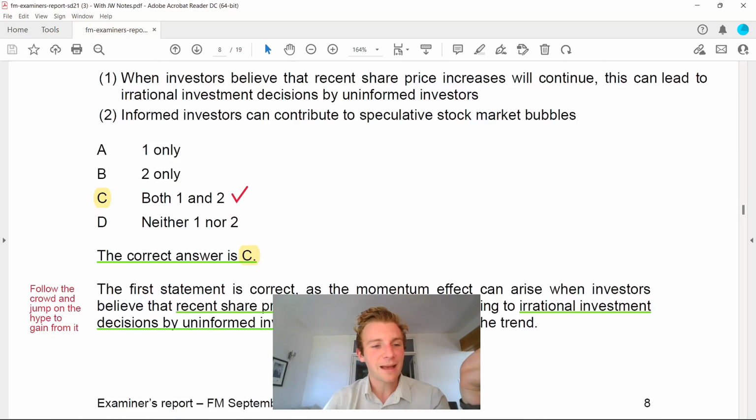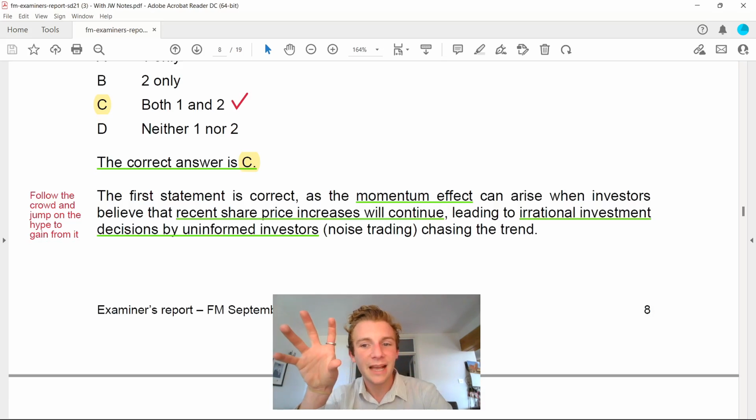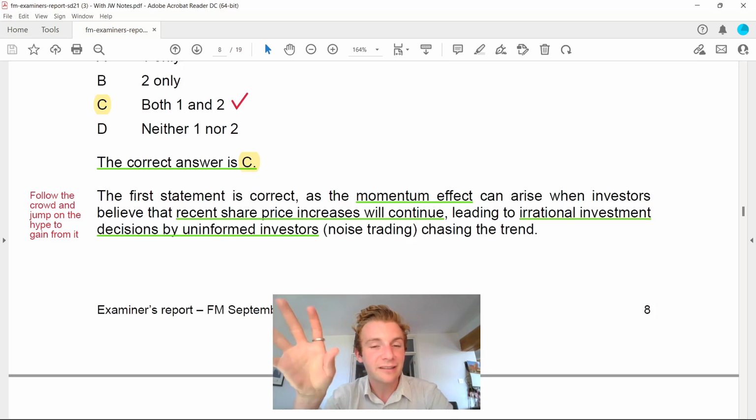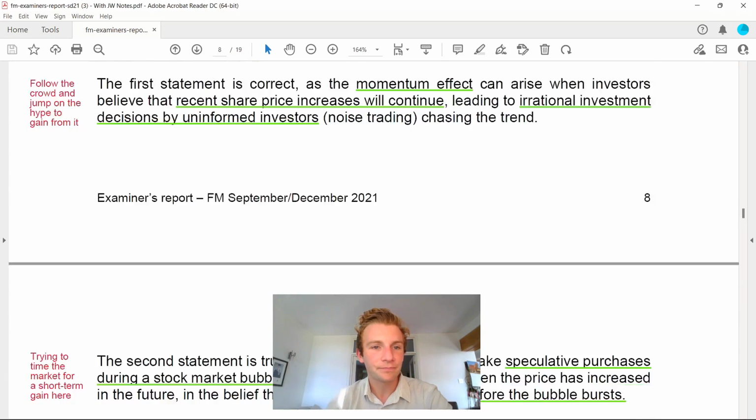But just try and think about it logically. Following the crowd, jumping on the hype and trying to gain from it, the momentum effect. Think about systematic and unsystematic risk from diversified portfolios, and also the investors themselves. Are they rational? Are they pragmatic in what they're doing, or are they just throwing money at it and hoping to jump on the effect of it and gain a higher return?